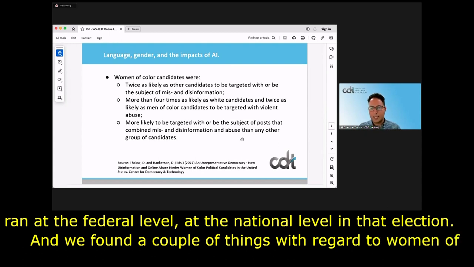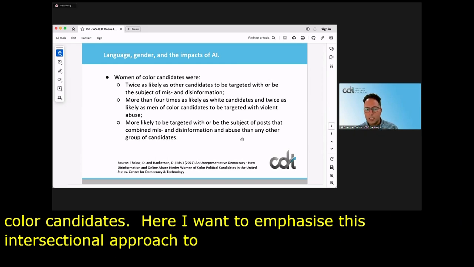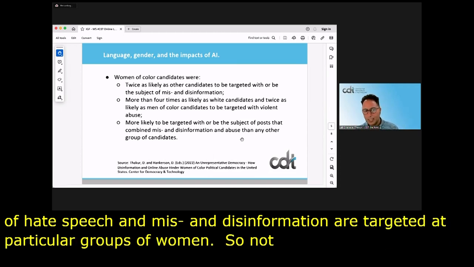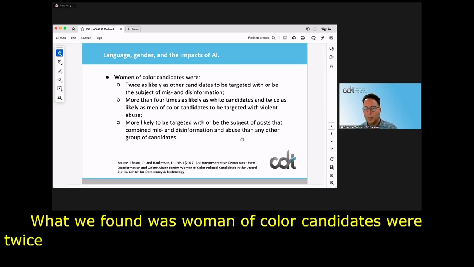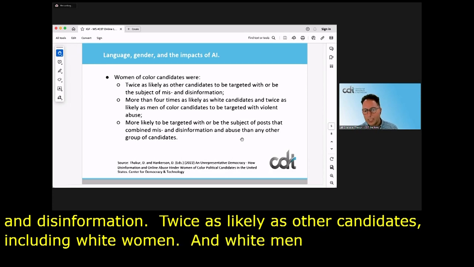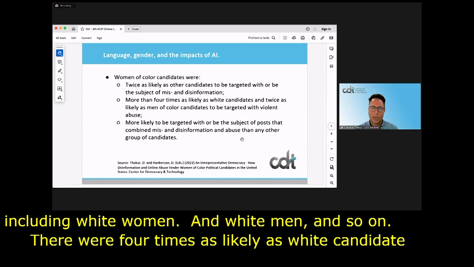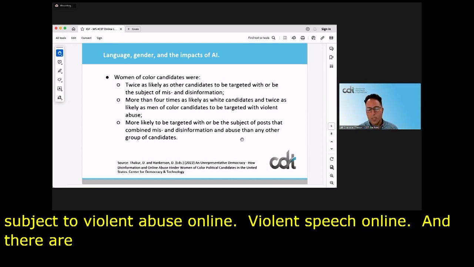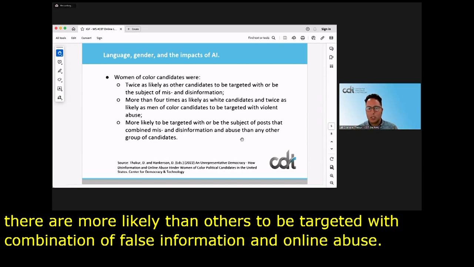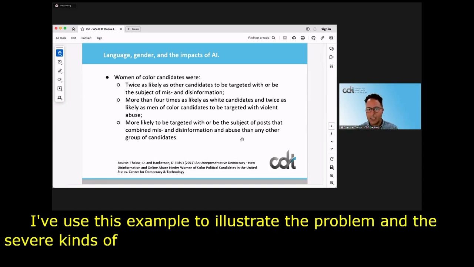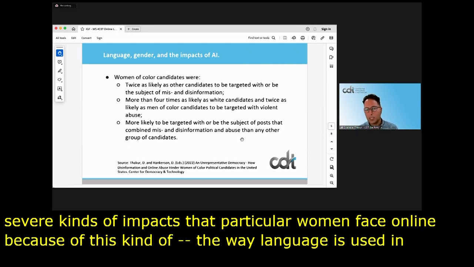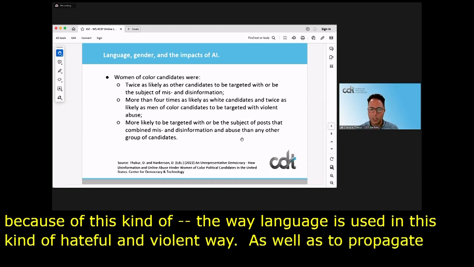Here I want to emphasize this intersectional approach to illustrate how these kinds of hate speech and mis- and disinformation are targeted at particular groups of women, so not women in general. What we found was that women of color political candidates were twice as likely as other candidates to be targeted with mis- and disinformation, twice as likely as other candidates, including white women and white men and so on. They were four times as likely as white candidates to be subject to violent abuse online, violent speech online. And they are more likely than others to be targeted with a combination of false information and online abuse. I raise this example to illustrate the severe kinds of impacts that particular women face online because of the way language is used in this hateful and violent way, as well as to propagate gender stereotypes and promote false information about women.